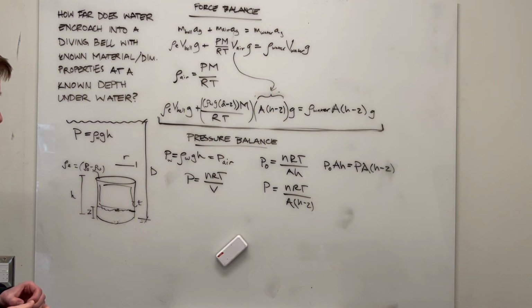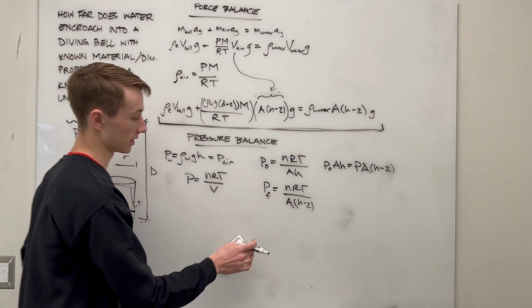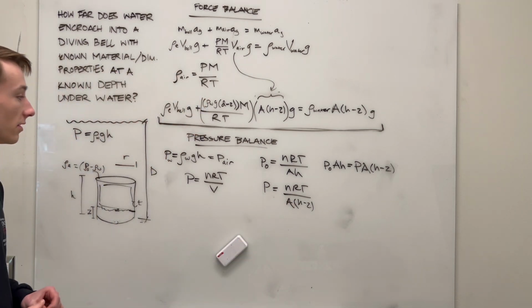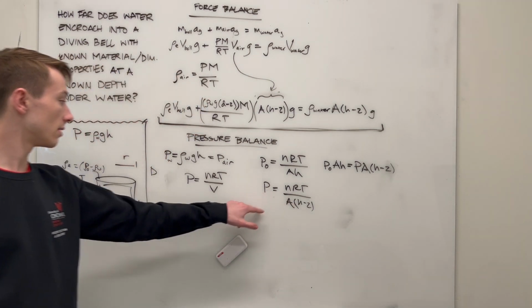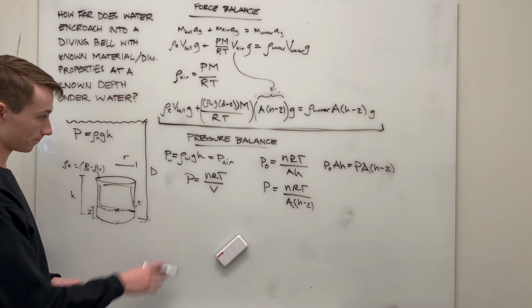Okay, well, this is interesting because we actually know what P final is. I'm calling this P final now, I guess, or maybe I will keep it less confusing. We know what P final is. P final is equal to rho g h.